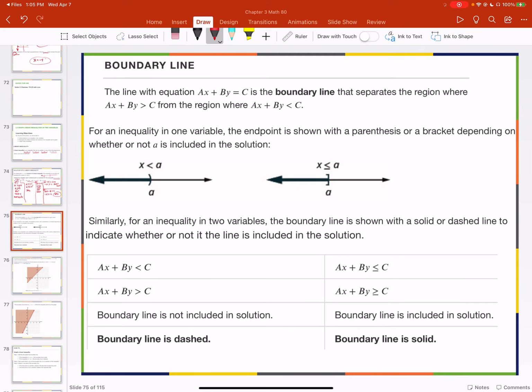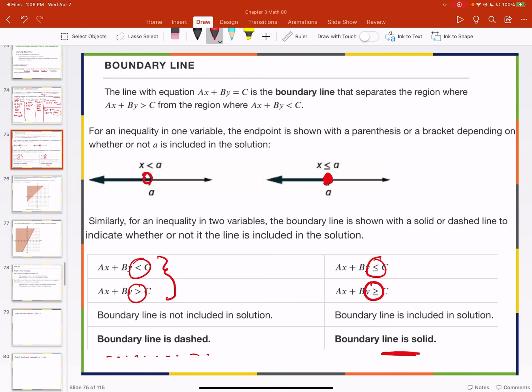All right. Let's talk a little bit about the boundary line. If it was an equation, that would be the boundary line that separates the two regions. Remember, when we are graphing with one variable, you either have a parenthesis or a bracket, or like how I like to do it, an open circle or closed circle, same thing. Similarly, if you have a linear inequality that is strictly greater or strictly less, then we would have a dashed line. That means you don't include the line. But if it's greater than or equal to, or less than or equal to, you would draw your line solidly.